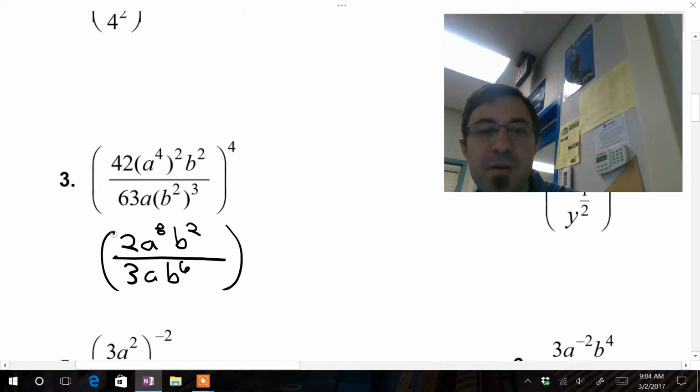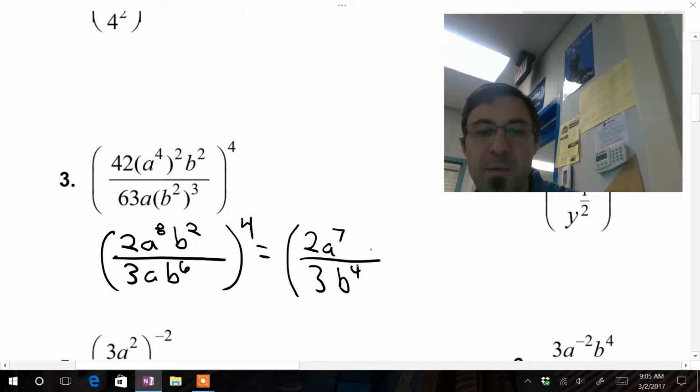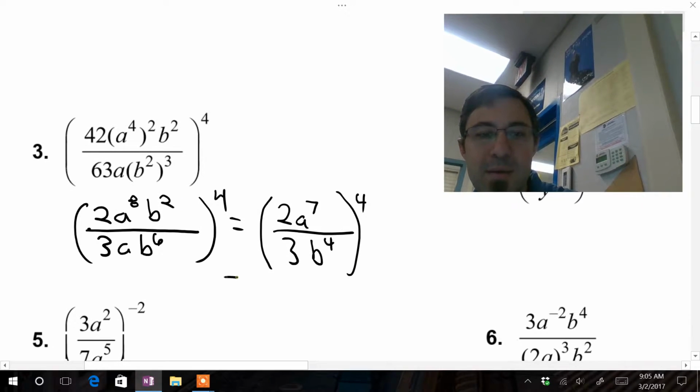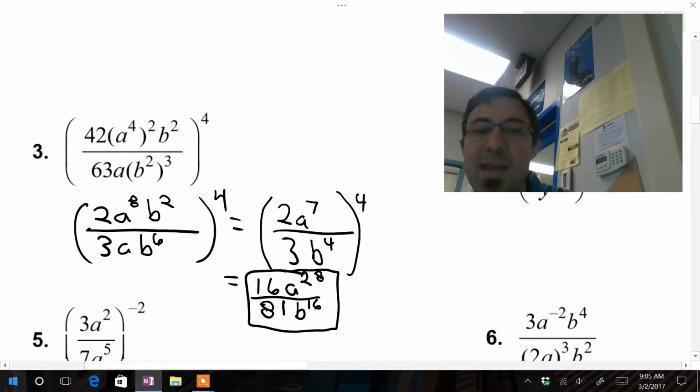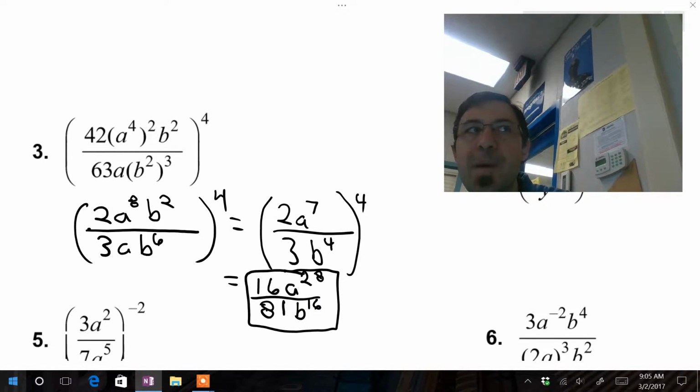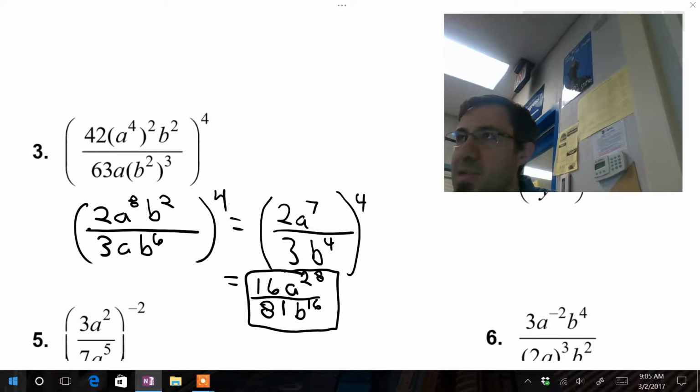I can go even further before I deal with the 4th, because I have 2 over 3. Then we're going to go a to the 7th, b to the 4th on the bottom. So now, when I multiply to the 4th, 2 to the 4th is 16. And then go a to the 28th. 3 to the 4th is 81, and that would be b to the 16th. And the 28 and 16 we get from the power rule. It's multiplying the exponents.